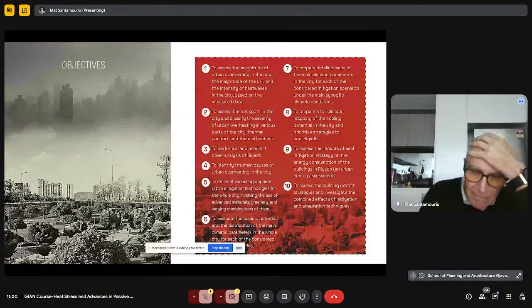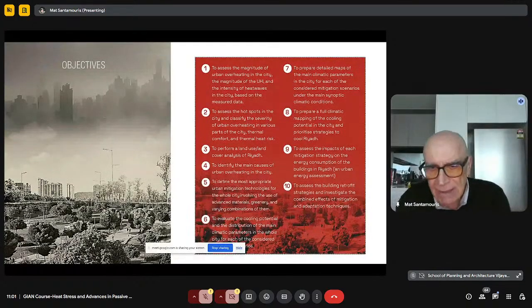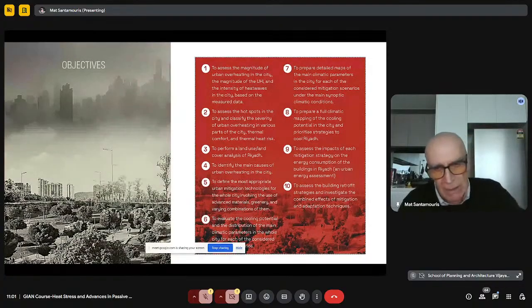Once the data are collected, we had to identify the main causes of the urban overheating in the city. This is the most important part of a study. Without understanding the real reasons behind the overheating in the city, we cannot design any methodology, any heat mitigation strategy, or any strategy that will improve the climate in the city.